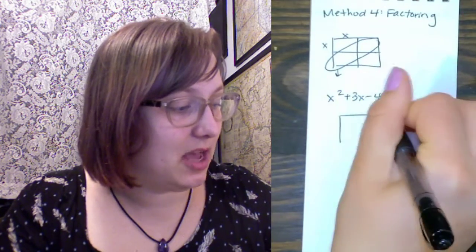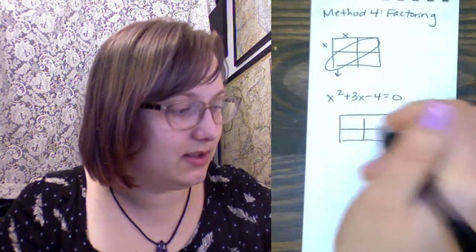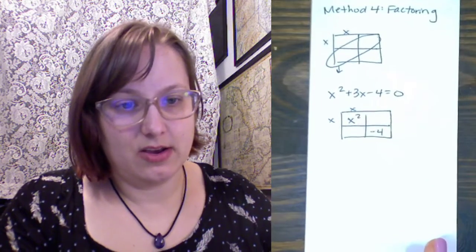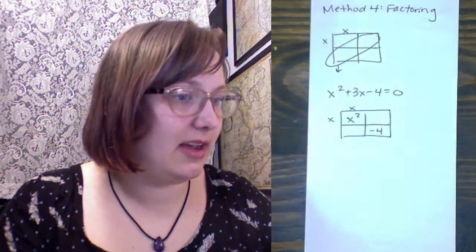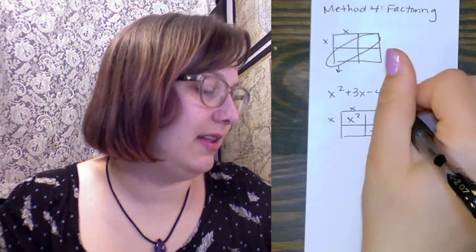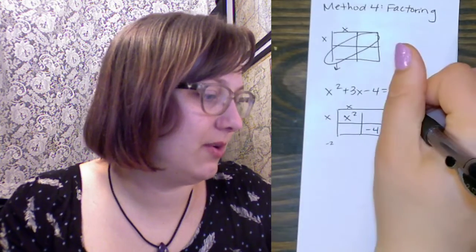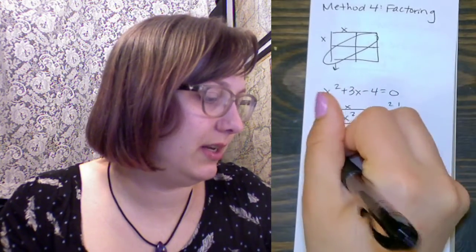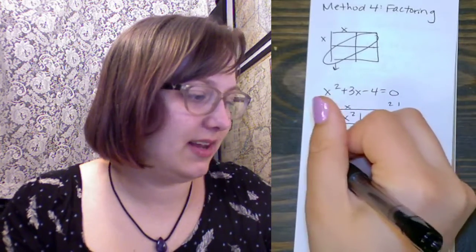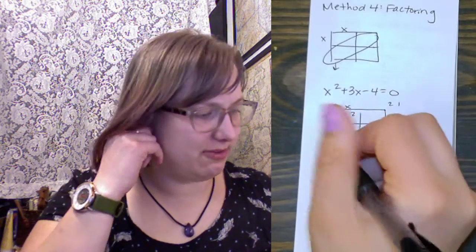So if I had x squared plus 3x minus 4 equals 0, and I do that method, this is an x squared, so it's x by x. This is a negative 4. So this one is either a 2 and a negative 2, or maybe a 1 and a 3, or something's negative somewhere. Sorry, 1 and a 4.